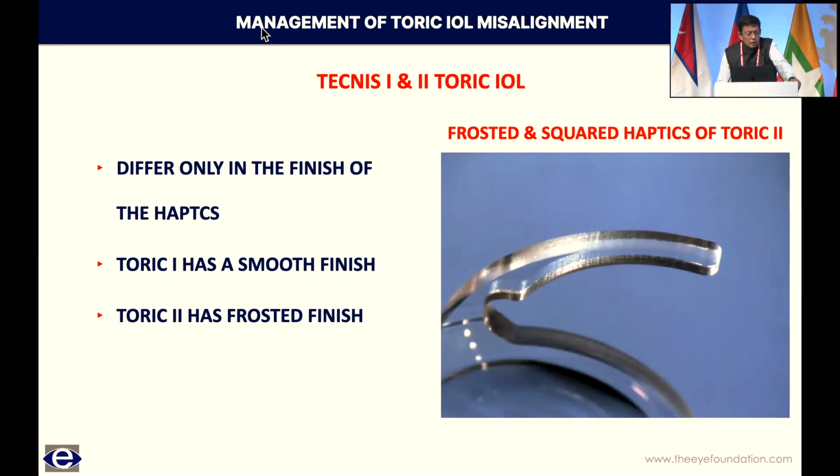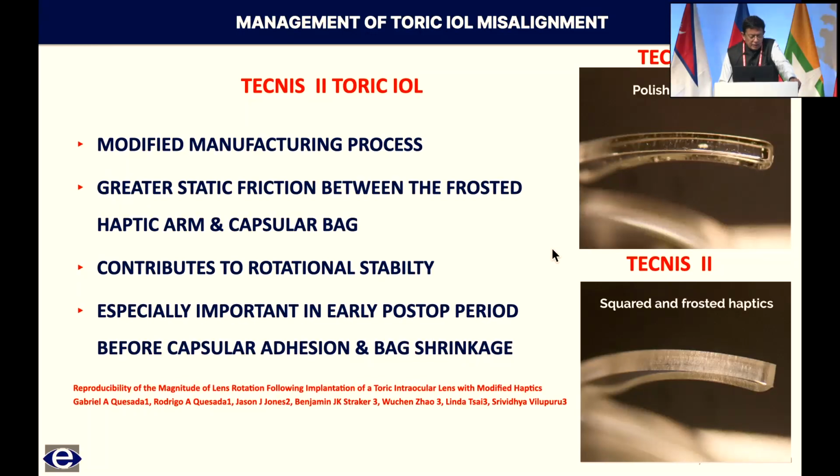As far as the intraocular lens itself is concerned, there are modifications that have happened between the Technis Toric 1 and the Toric 2. All the features are exactly the same, except that in the Toric 2, the frosted and squared haptics have been changed. Essentially, when the entire optic and haptics were polished, they introduced some sleeves onto the haptics so that the haptics did not get polished. This was just a modification of the manufacturing process, and because they were left frosted, there's greater friction between the equatorial region of the capsular bag and the haptics, because of which the propensity to misalign is reduced in the immediate postoperative period, soon after the lens is placed in the eye.